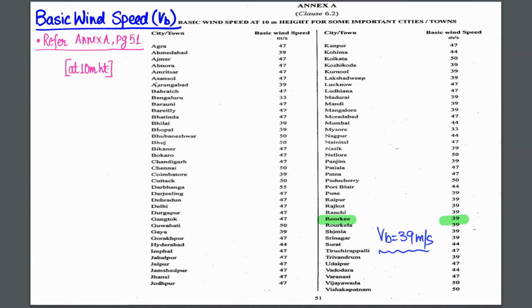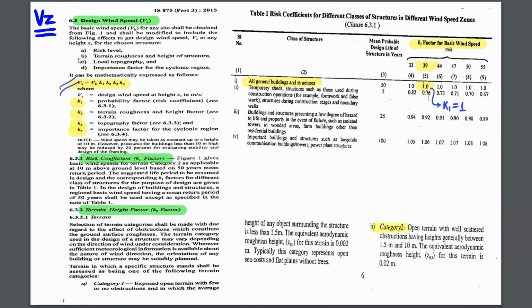Okay, so to calculate wind speed, that is VB, refer Annexure A, page 51. Here, first of all, find the city in which your roof truss or structure is being built. So my structure is being built in Roorkee, and here it is already given that basic wind speed is 39 meter per second. So my VB value will be 39 meter per second, and you get it accordingly. Moving to the next slide, our second component was VZ.